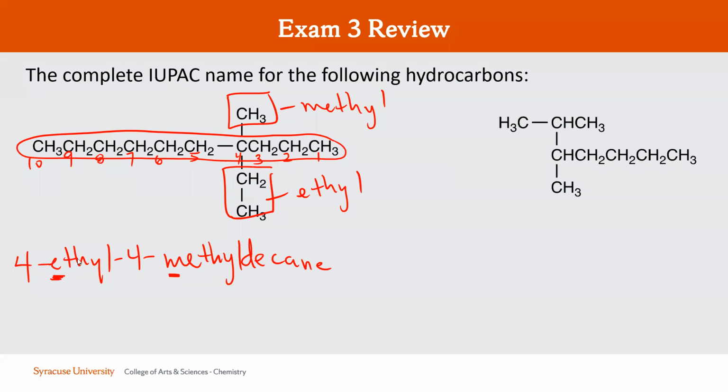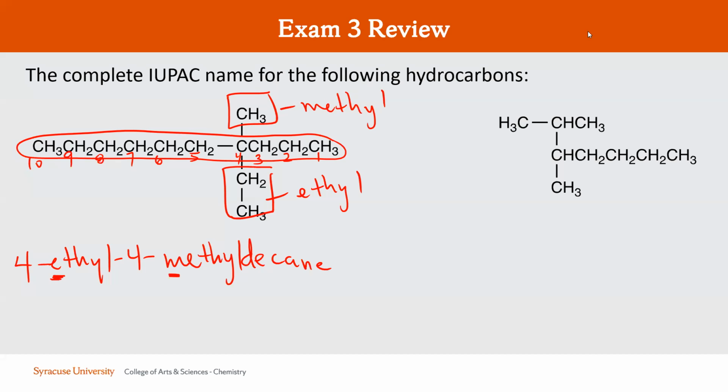So we want to count in a way that gets our numbers in the lowest order possible. For naming purposes, we go in alphabetical order. So ethyl would come before methyl, even if I had the ethyl group out here on the 5th carbon. I would still say 5 ethyl, 4 methyl decane.